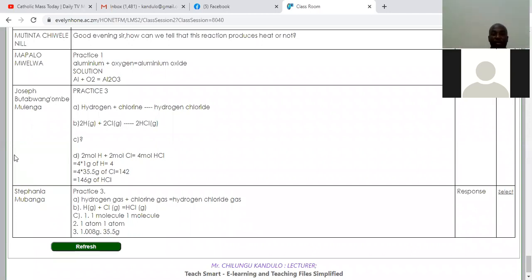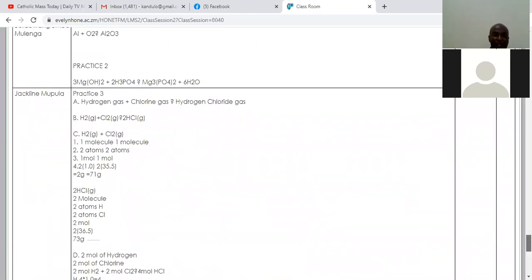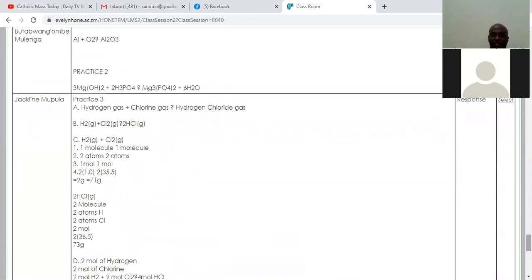So like this one, I think Jacqueline has done exactly what we wanted. You should see this is what Jacqueline has done. So it's H2 plus Cl2. Why H2 plus Cl2? Because hydrogen and chlorine exist as diatomic molecules.